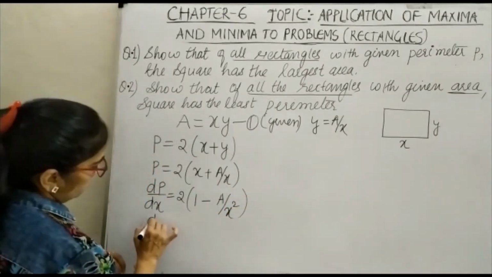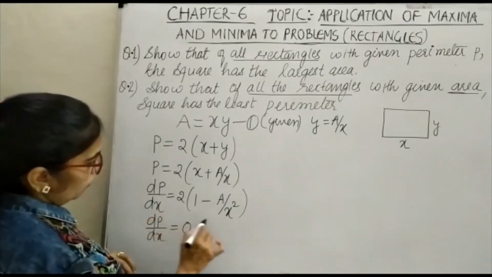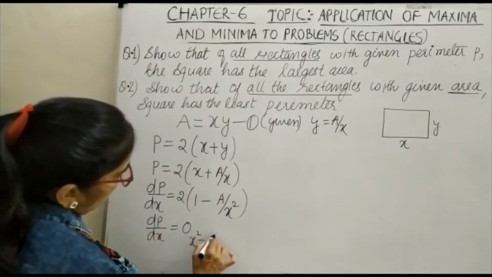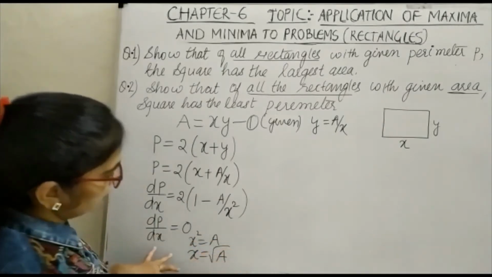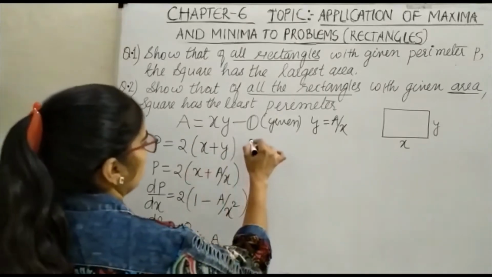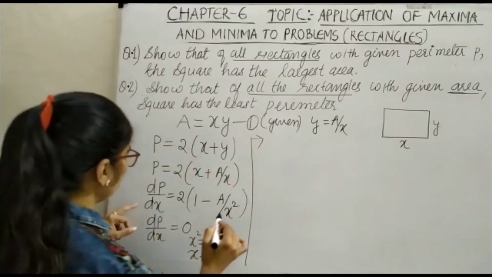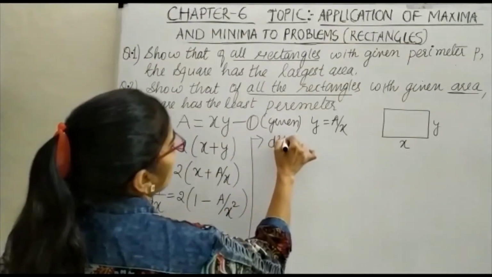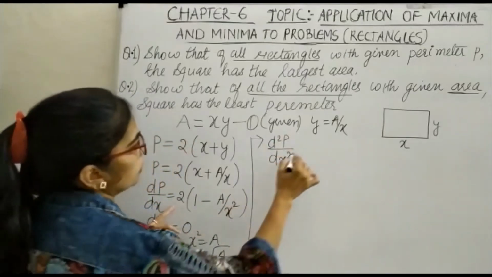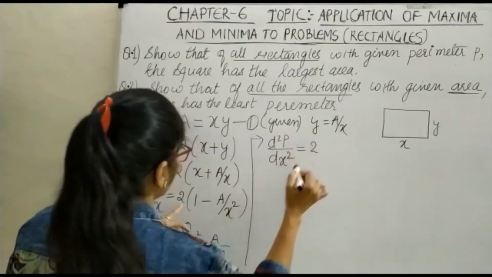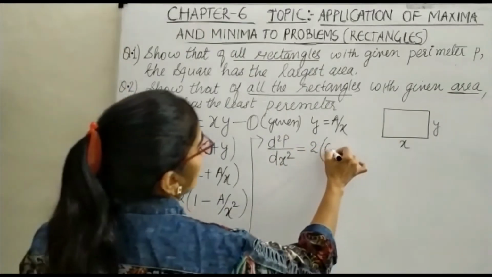Okay. Now make dp upon dx is equal to 0. What we get is x square is equal to a and that is x is equal to under root a. So this is our critical point. Now we'll differentiate this once again. So this becomes d square p upon dx square. You can see that this is 2. जब आप इसको वापस डिफरेंशिएट करेंगे ये आपका हो जाएगा 0.